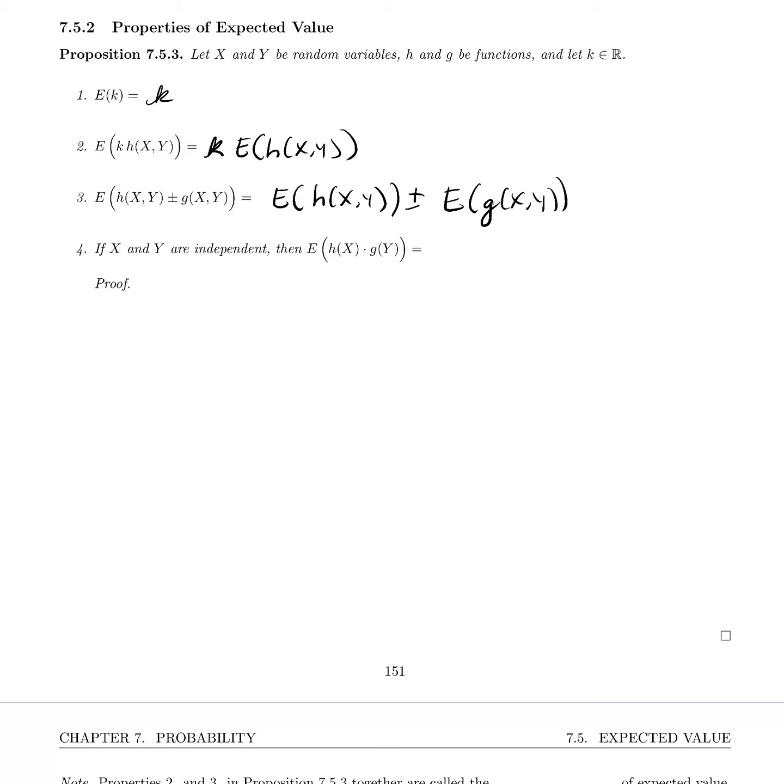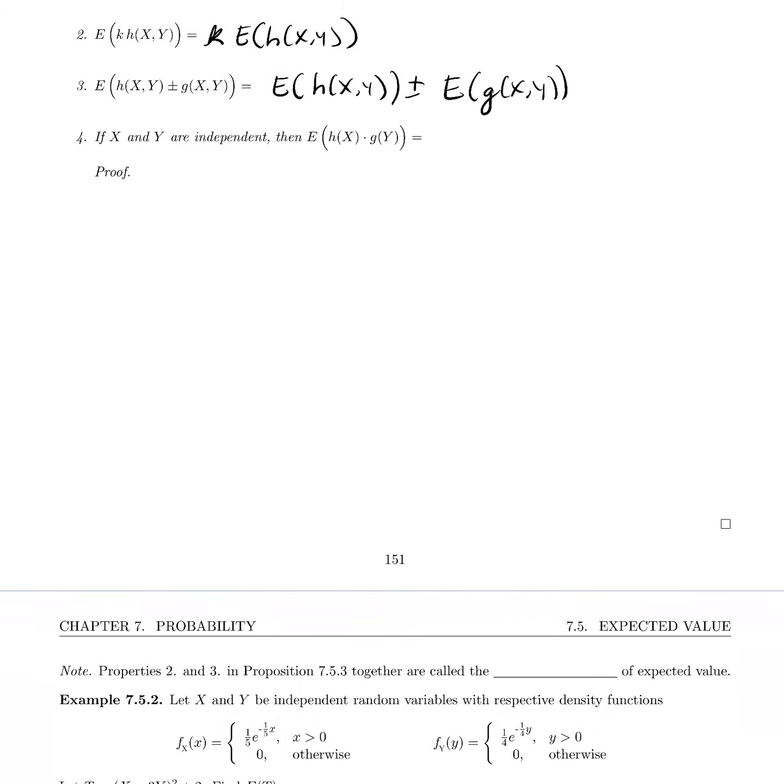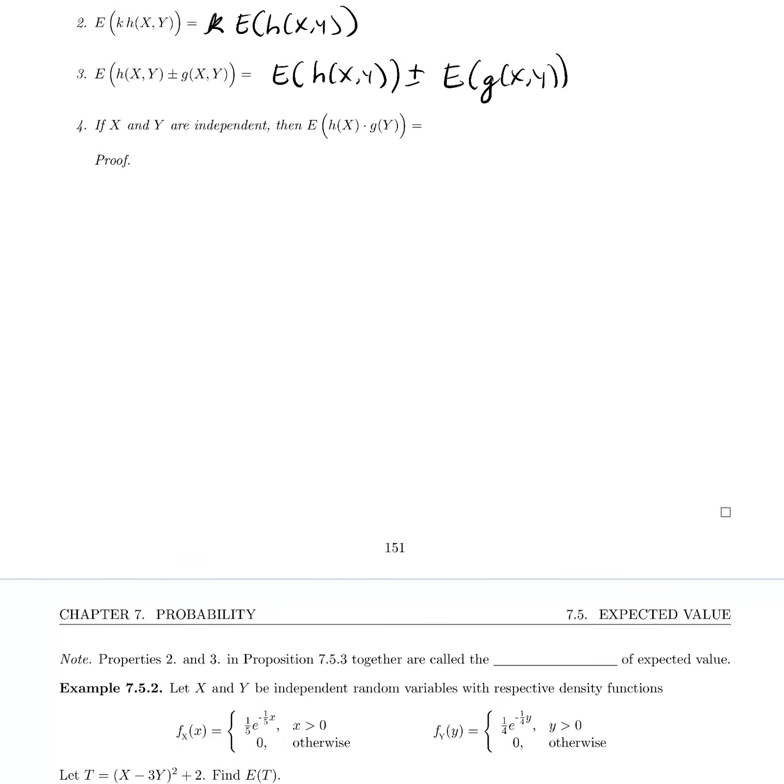So these first three properties are properties that you probably saw in your first probability course. And in particular, properties 2 and 3, being able to take out a constant and split things over sums and differences, that's called linearity. And so that is what the note down below here says: properties 2 and 3 in this proposition are called the linearity of the expected value.